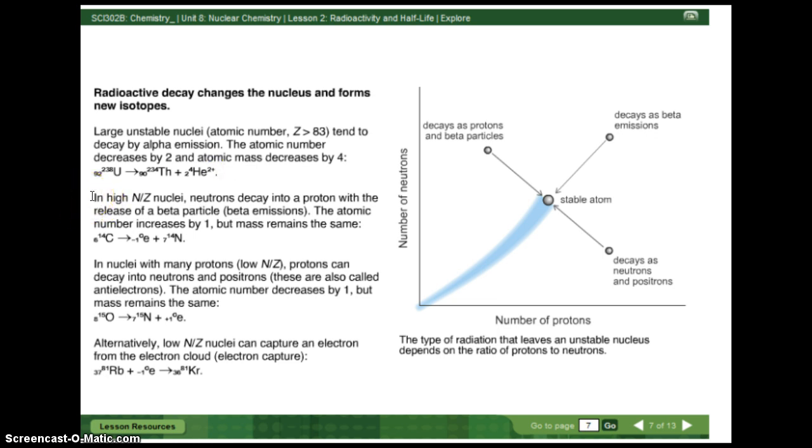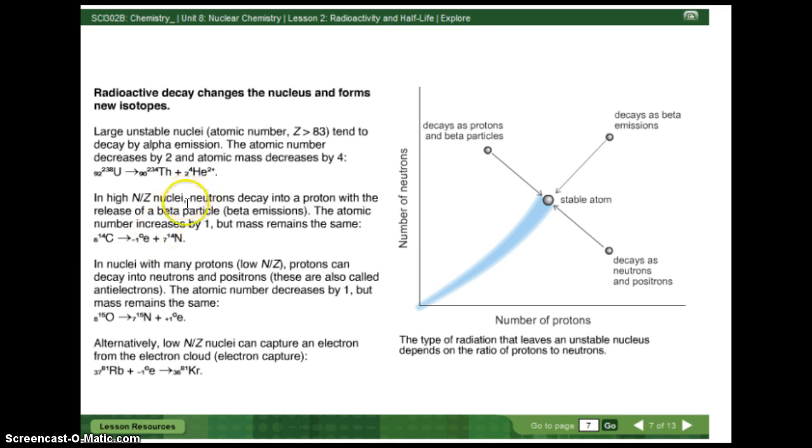In high N/Z nuclei, neutrons decay into a proton with the release of a beta particle. That's beta emission. The atomic number increases by 1, but mass remains the same. All right, so in this example, we have carbon 6, 14. So carbon's atomic number is 6, it has 6 protons, and the mass number is 14. So it spits out your beta emission, okay?